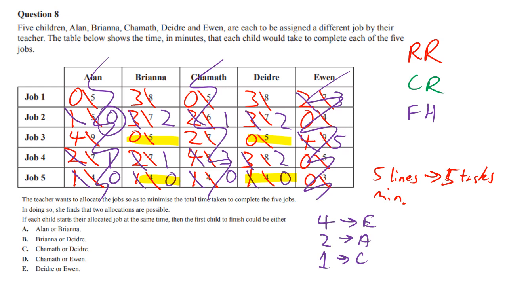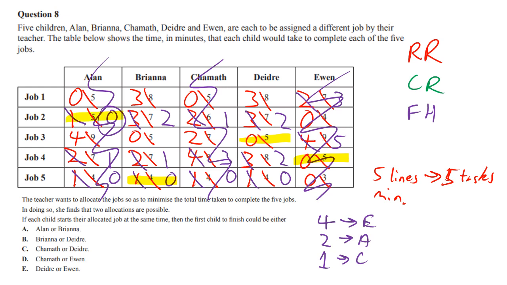Now, technically, in this question, if we give job 5 to Brianna, let me just change that. So if we were to give one allocation, I'm going to highlight that in yellow. So if I give Brianna job 5 and Deirdre job 3, that's the yellow one, you could see that Brianna has got the 4. Now we said before that the 4 goes to E. There's a 5 hidden underneath there, and 2 went to A.